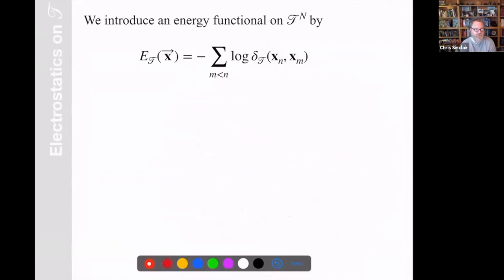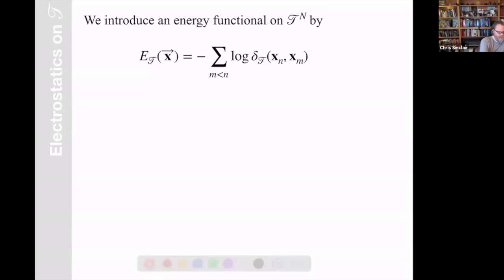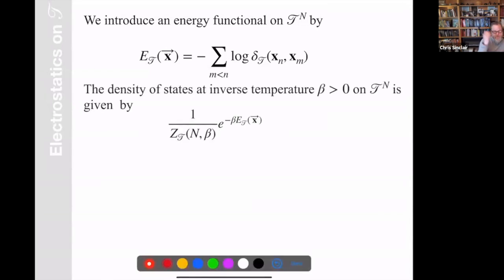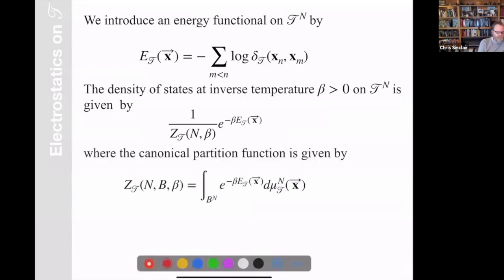Okay, so now I have a tree. I have a distance on that tree. I can do electrostatics by making an energy functional, looking at the sum of the logs of the distances between points in the profinite completion of this tree. The minus sign is there for the same convenience as before. We can do electrostatics here as well. So basically set up the Boltzmann factor in the partition function. The canonical partition function here, I'm assuming that I have a fixed number of particles for the time being.